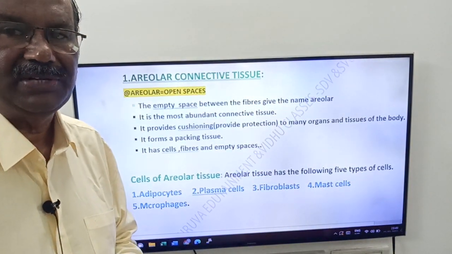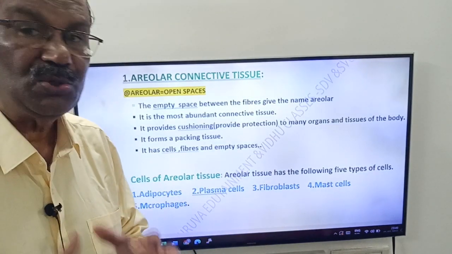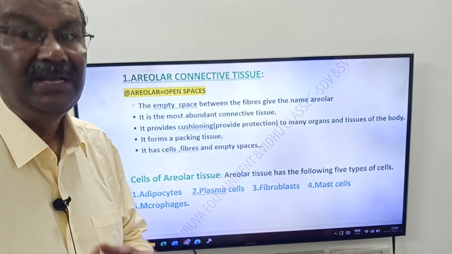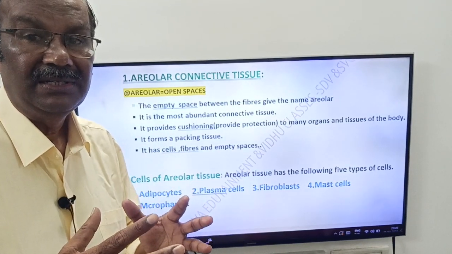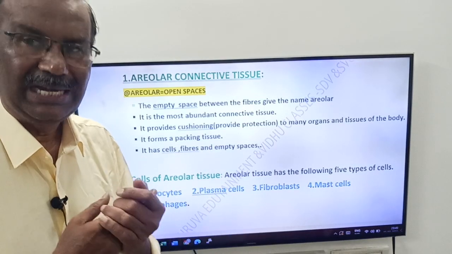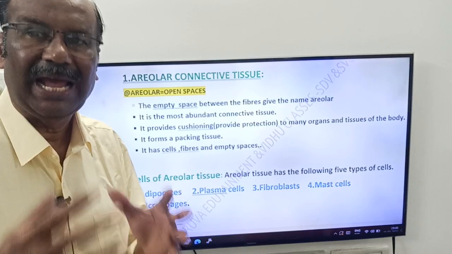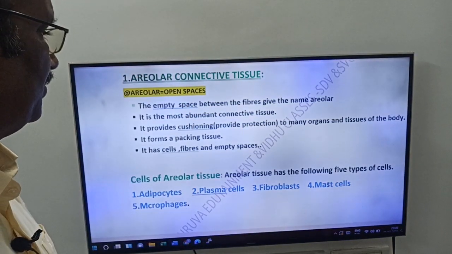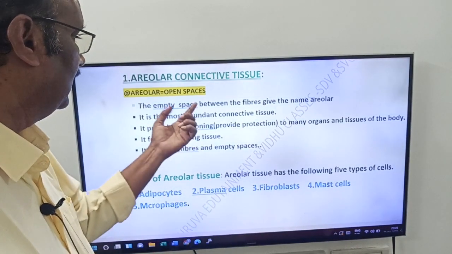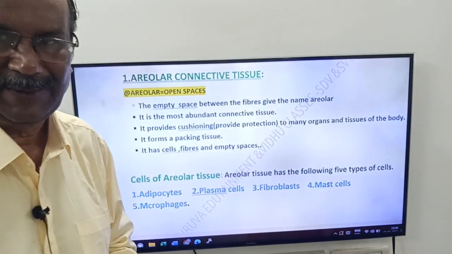Areolar connective tissue. Friends, areola. Here you have to remember one word. Areola means open space. Areola means what, friends? Open space. Why is it named so, as areolar connective tissue? Areola means open space or cavity. Okay, friends. Now see, in areolar connective tissue, the empty space between the fibers gives the name areolar.